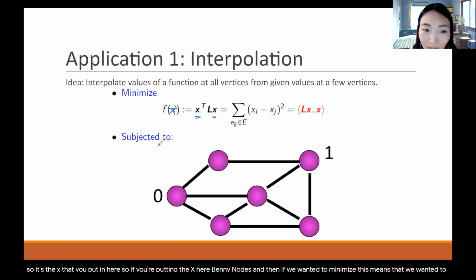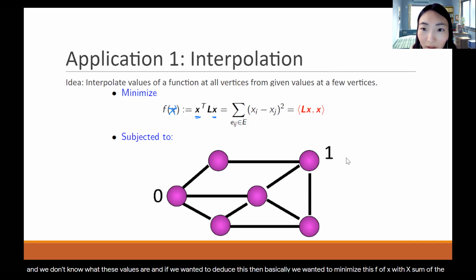So subject to some special restrictions, for example, we assigned this node to be 0, this node to be 1. Okay, so we have some nodes in between, and we don't know what these values are. And if we wanted to deduce this, then basically we wanted to minimize this f of x, with some of the values in x unknown. Okay, so let's see how we do that.